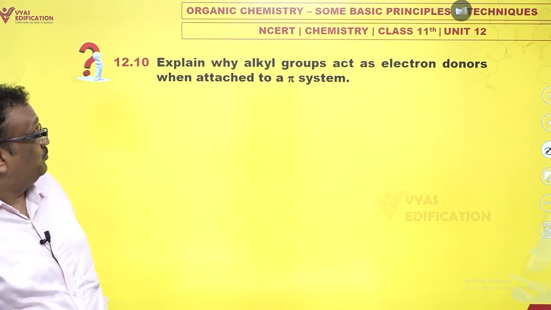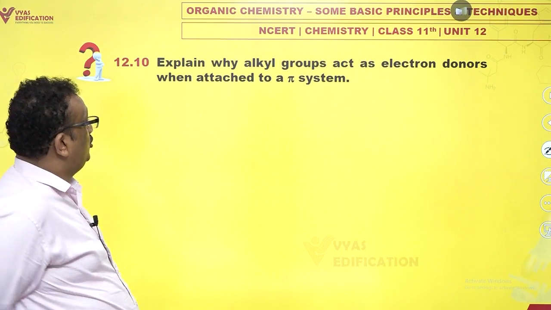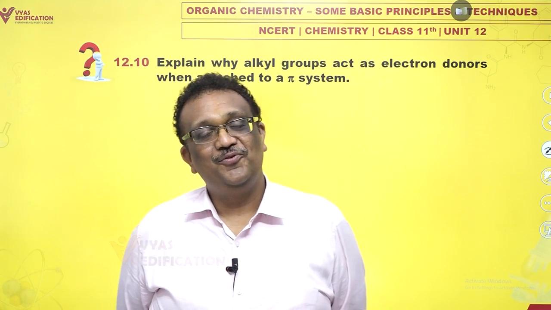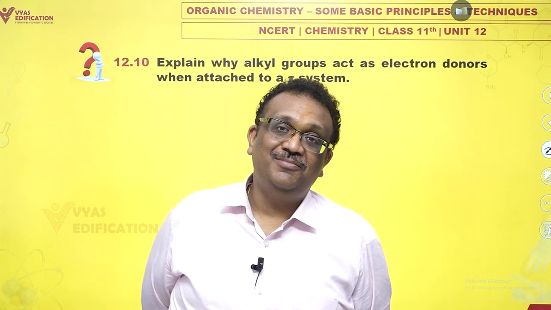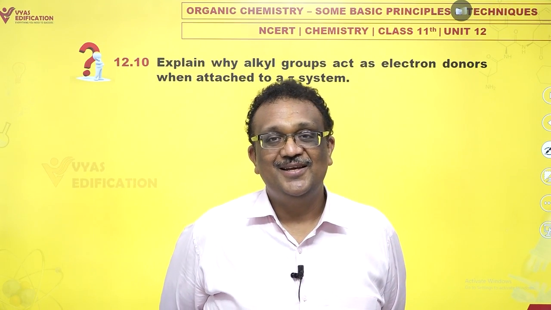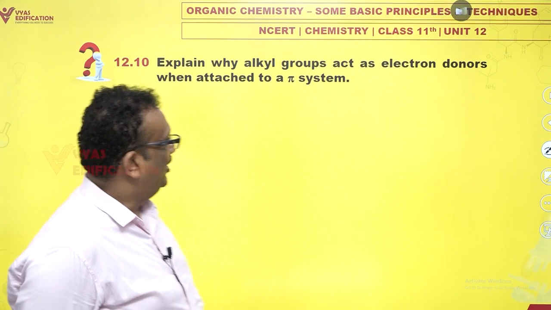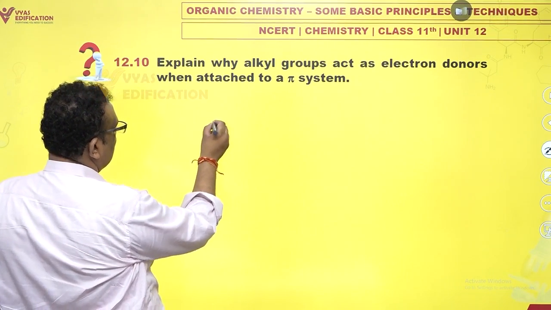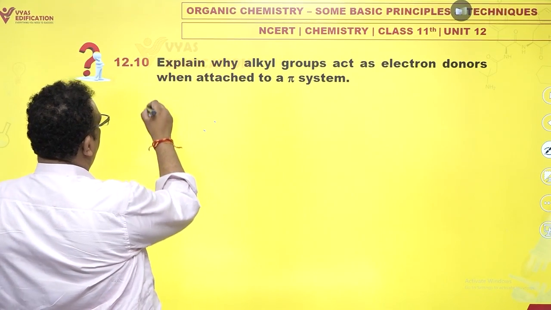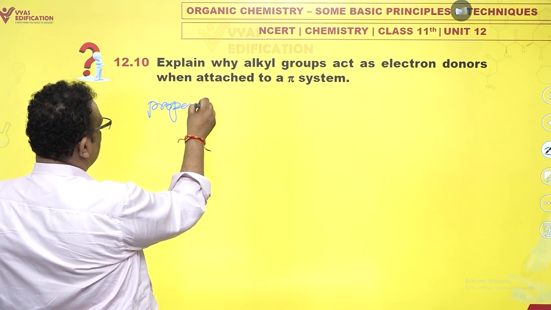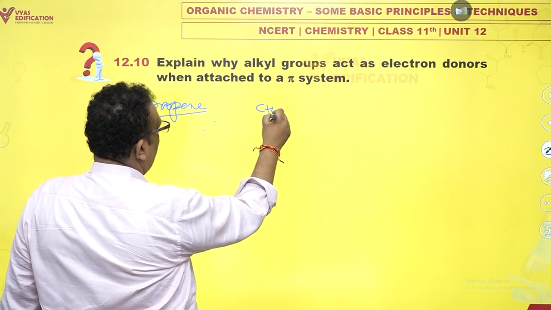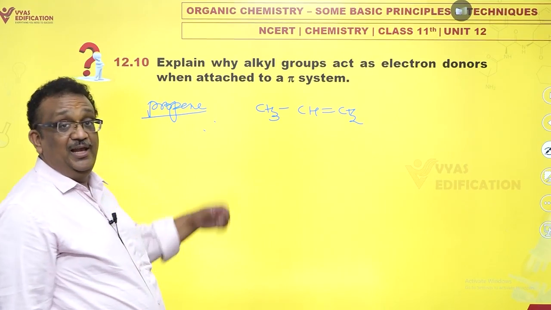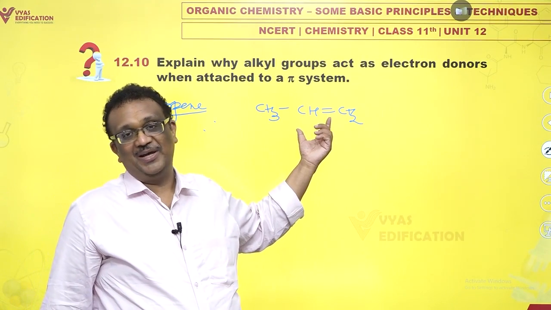That's it. Explain why alkyl groups act as electron donors when attached to a pi system. Very beautiful, very interesting question. And this is something which talks about a term called hyperconjugation. The way it happens is this. If you have a C double bond C system, for example, let us consider propene, the simplest example. CH3CH double bond CH2. Now, I have a methyl group which is attached to a pi system.